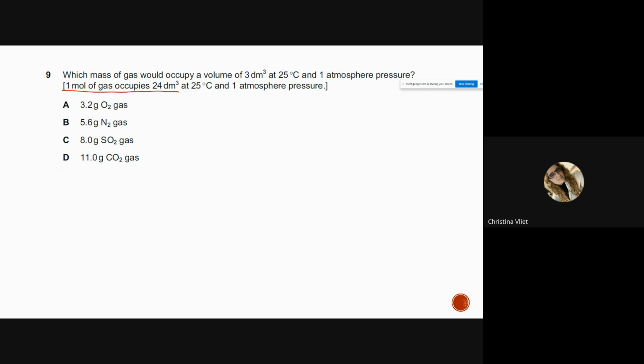We want to know which of these gases occupies a specific volume of 3 decimeters cubed. Would it be 3.2 grams of oxygen, 5.6 grams of nitrogen, 8 grams of SO2, or 11 grams of CO2?